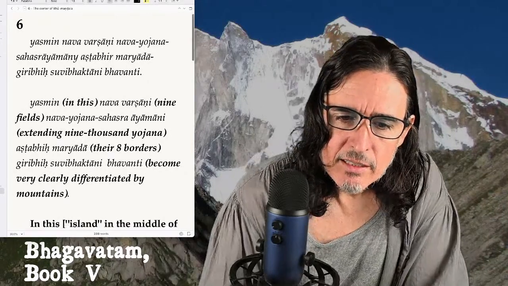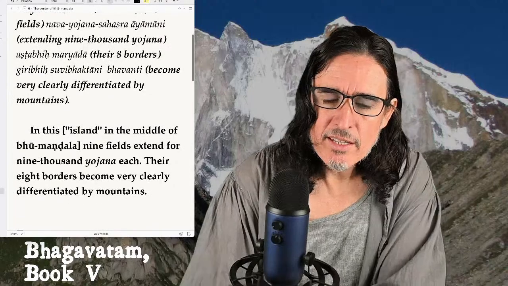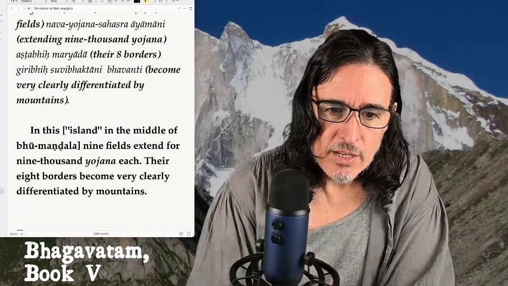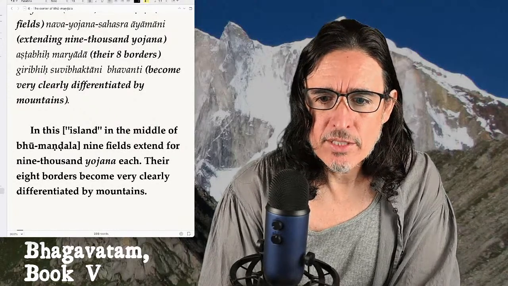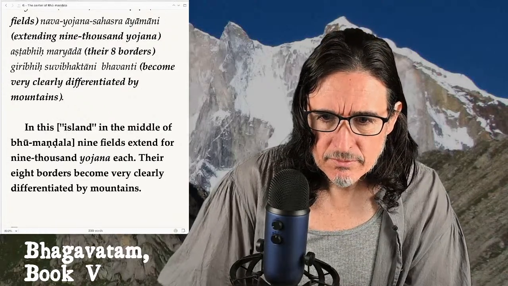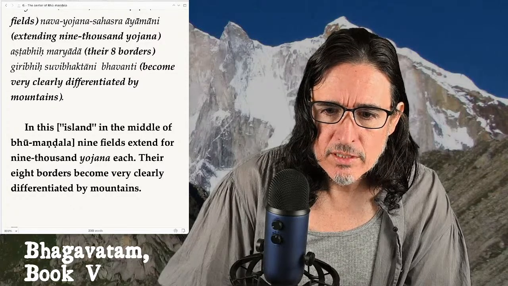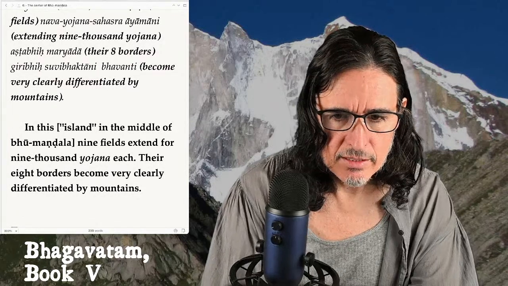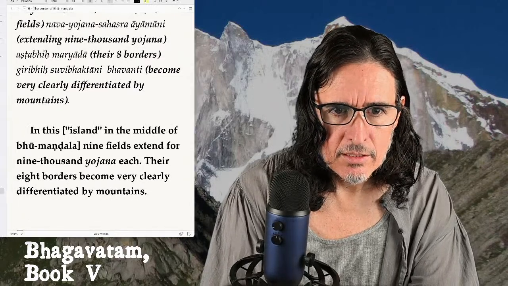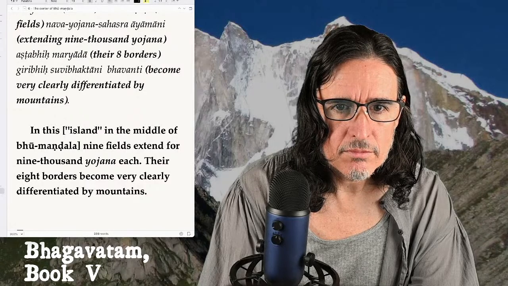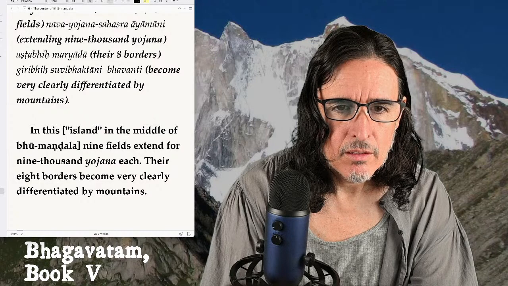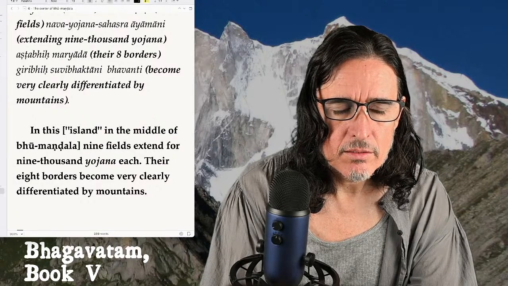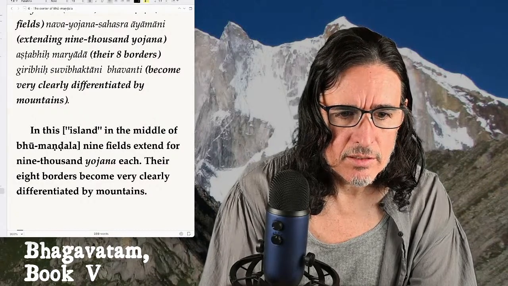In this island in the middle of Bhumandala, 9 fields extend for 9,000 yojanas each. Their 8 borders become very clearly differentiated by mountains. There's an important point I want to mention here. No, it's not Shukra, it's Shuka. Shuka, the son of Vyas. Let us switch over to this so you can hear this important point.